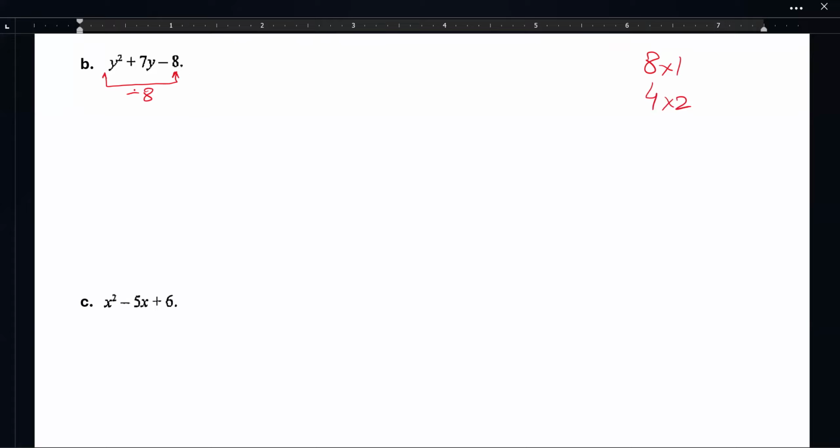Now, this minus tells me that I must subtract the pair. If I subtract this, I'll get 7. If I subtract this, I'll get 2. But I'm looking for 7. That is why this pair will be used here. Now, how can I use it here? My first term will remain the same. My last term will remain the same. The middle term is going to be broken down into 2.